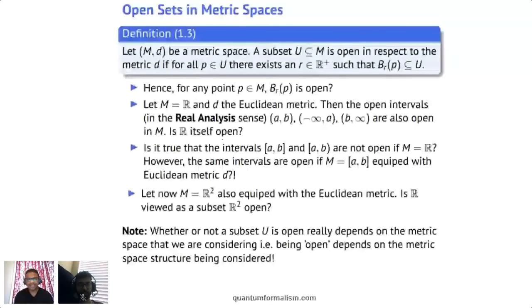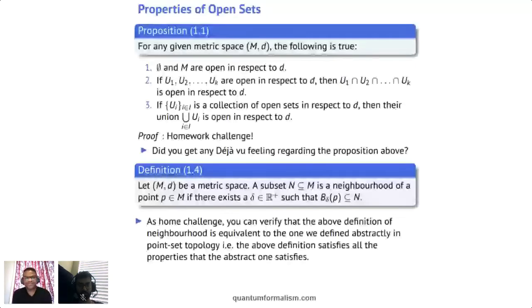And there you go, here's a proposition. Given any metric space, the claim is this is true. The first one: the empty set and M are open with respect to the metric D. Also, if you have any finite collection of open sets, their intersection is open with respect to D. Likewise, if you have any collection indexed by any set, this could be infinite, even countable, then their union is also open with respect to D.